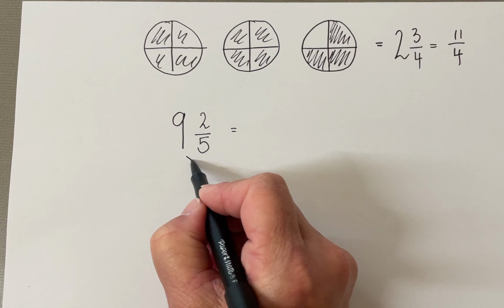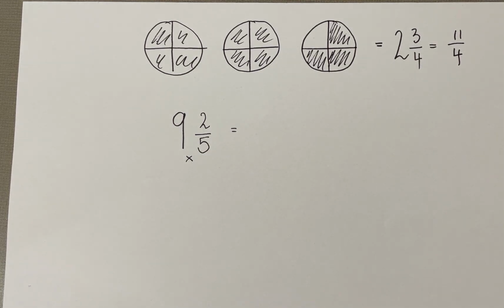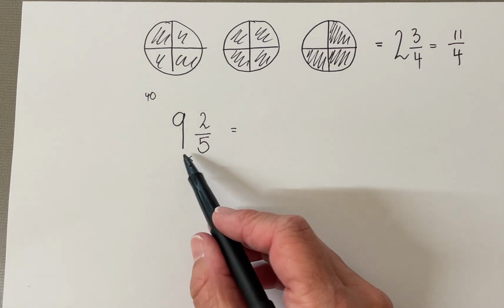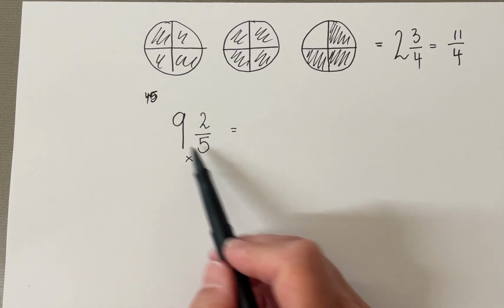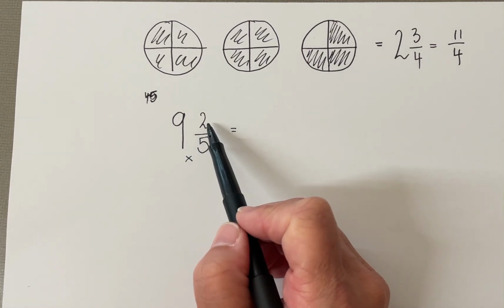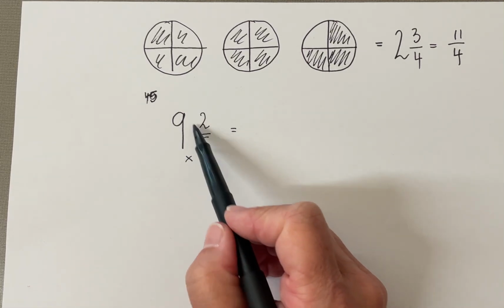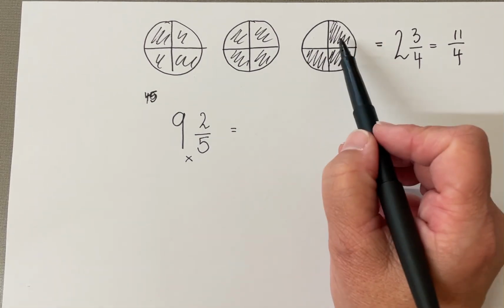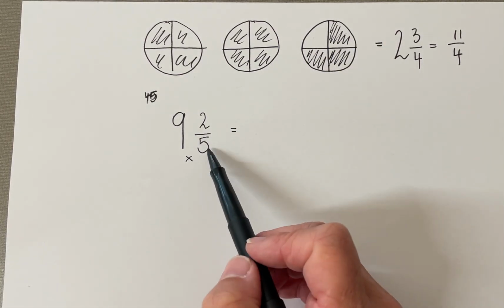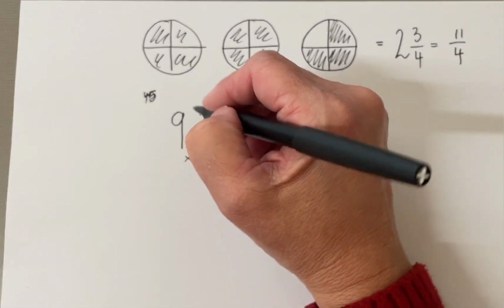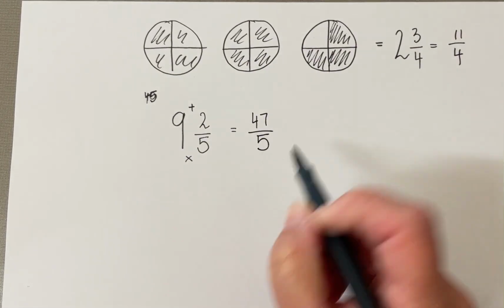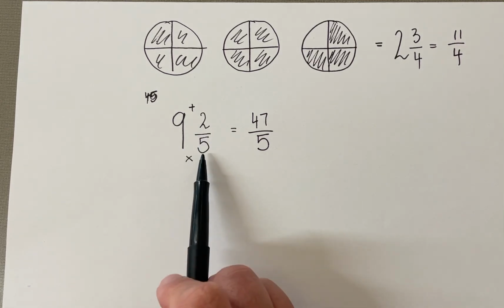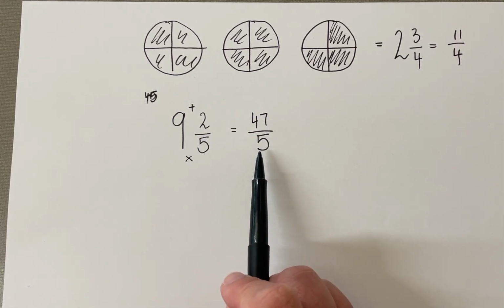So we're going to do 5 times 9, sorry, that's 45. 5 times 9 is 45. And then you're going to add the leftover fifths. The leftover fifths is the 2. That's a bit like what we did here, right? These were the leftovers. So 9 times 5 is 45. 45 plus 2 is 47. So that means that 9 and 2/5 is the same as 47 fifths.